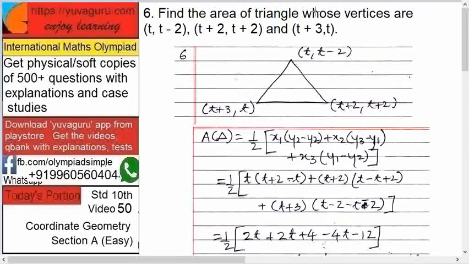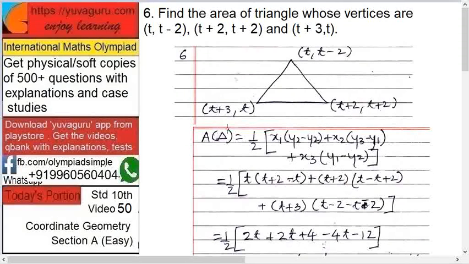Next, find the area of the triangle whose vertices are (t, t minus 2), (t plus 2, t plus 2), and (t plus 3, t). Okay, so it's just a practice problem. We have done a similar one earlier.